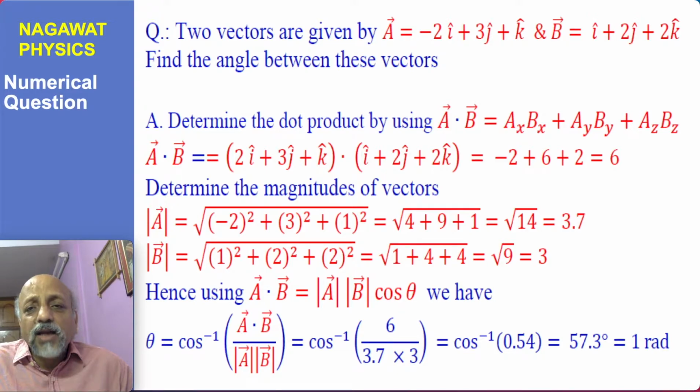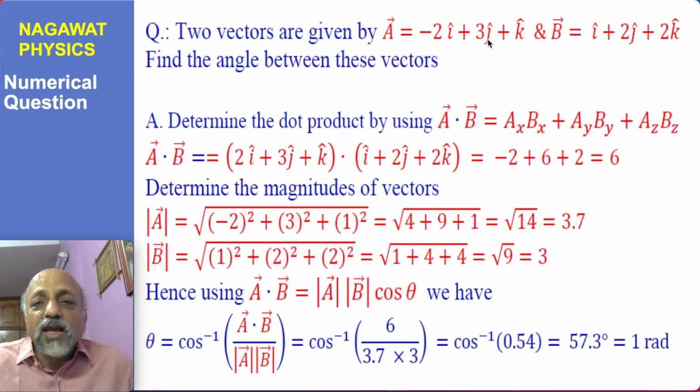So the x component Ax is minus 2 multiplied with the x component of B, which is 1. So you get minus 2 from the x component. Similarly, the y component of vector A is 3 and the y component of vector B is 2, so you get 6 from there. Then you get another factor of 2 because the z component of A is 1 and the z component of B is 2. So that explains how we carry out the dot product.